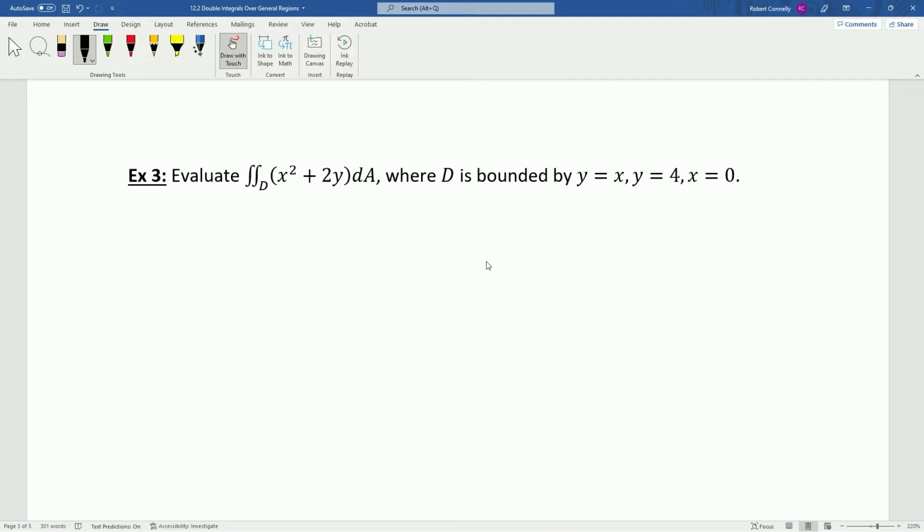Evaluate the double integral over D of x squared plus 2y dA, where D is bounded by y equals x, y equals 4, and x equals 0. So I've got to figure out what my boundary looks like here first. So we've got y equals 4 as an upper boundary. We've got x equals 0 as a boundary here. And we've got the line y equals x.